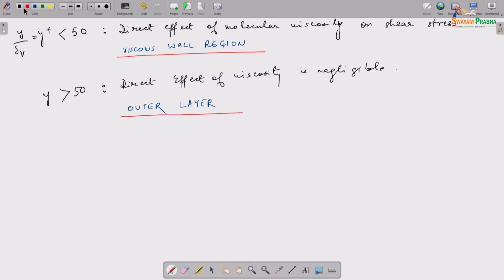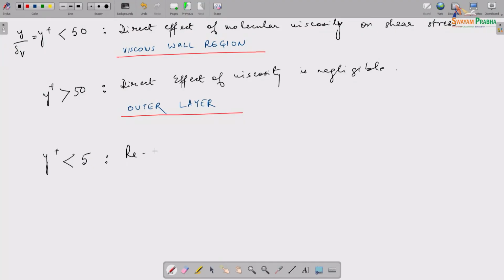Okay, and finally, we have y plus less than 5, right? Here, Reynolds shear stress is negligible compared to the viscous shear stress. This is really close to the wall. When I say close, it's only mathematically nice to write y equal to 0, but there's no strict demarcation of how much is near the wall.